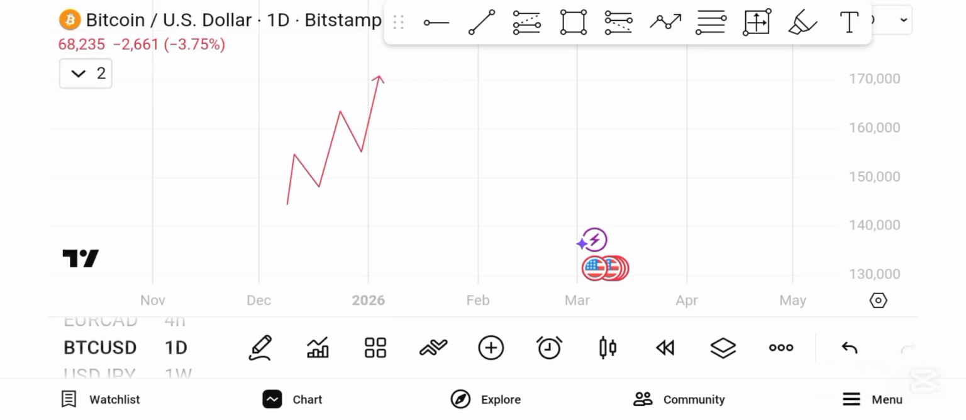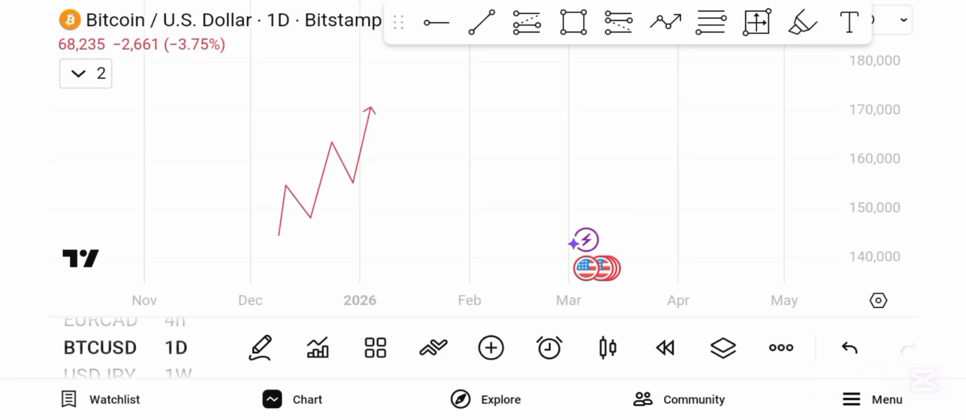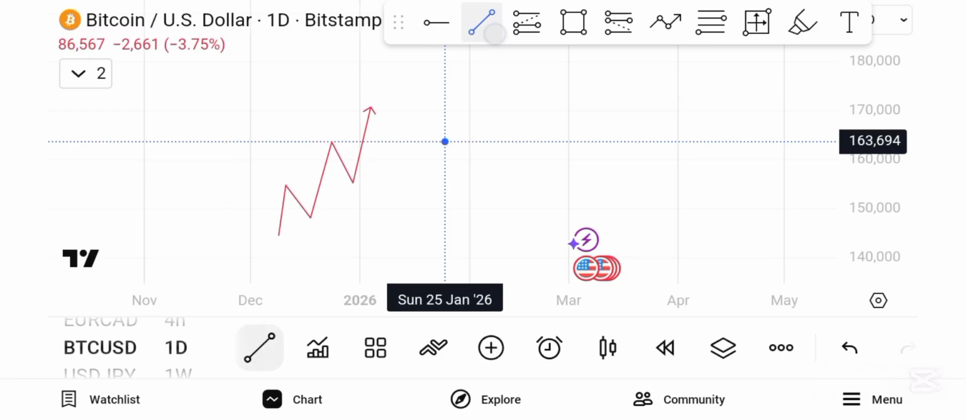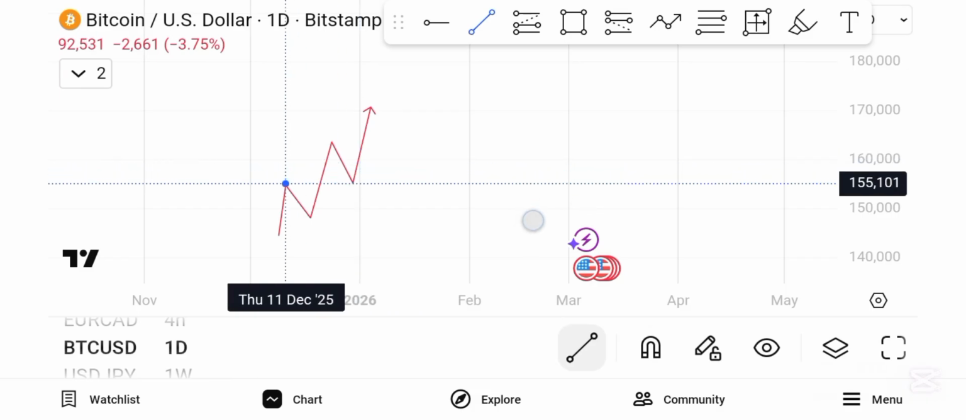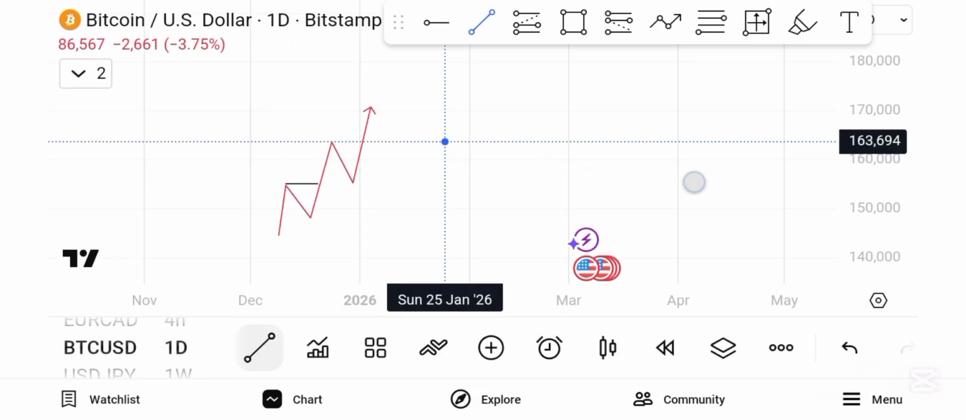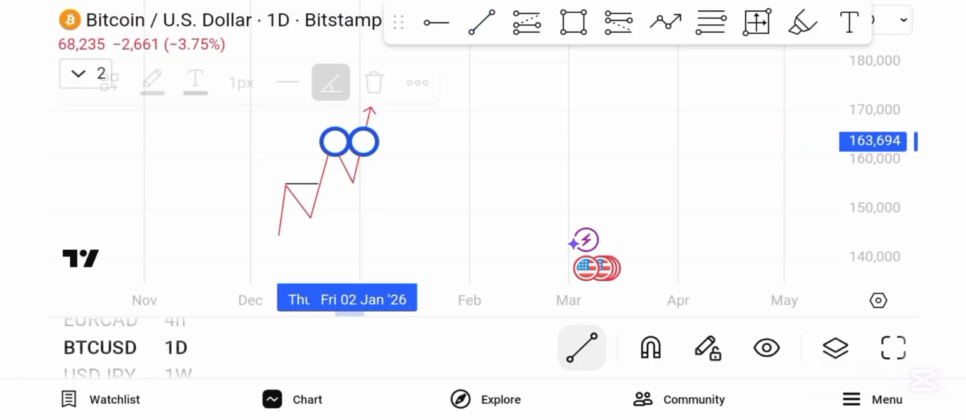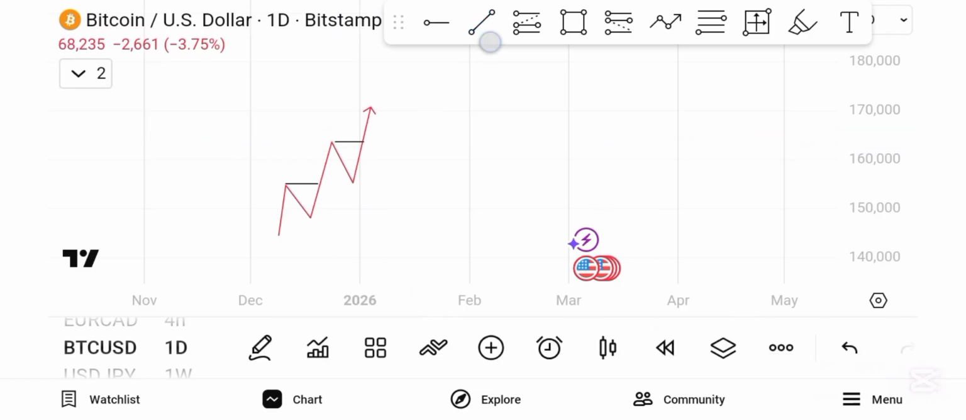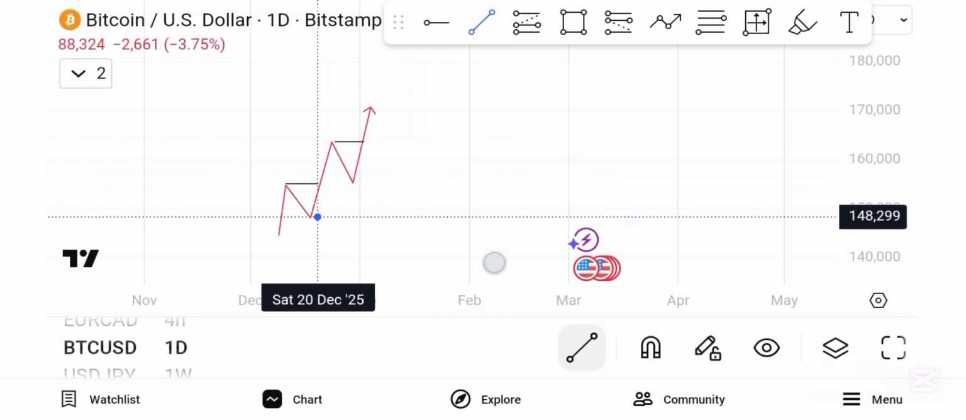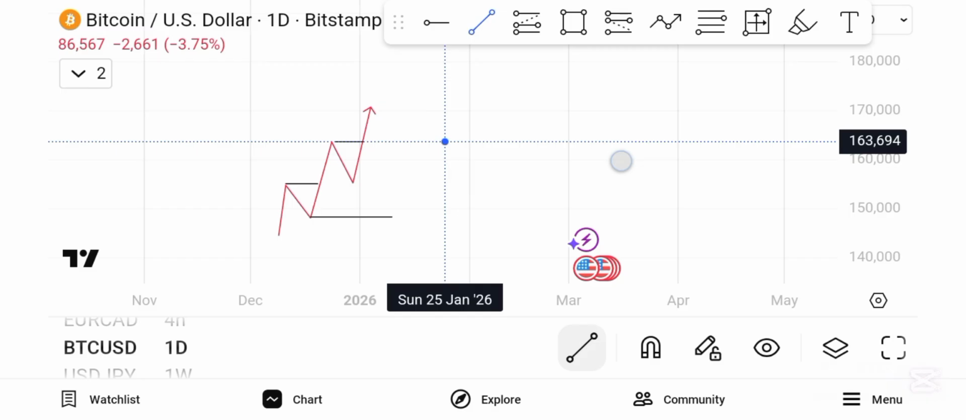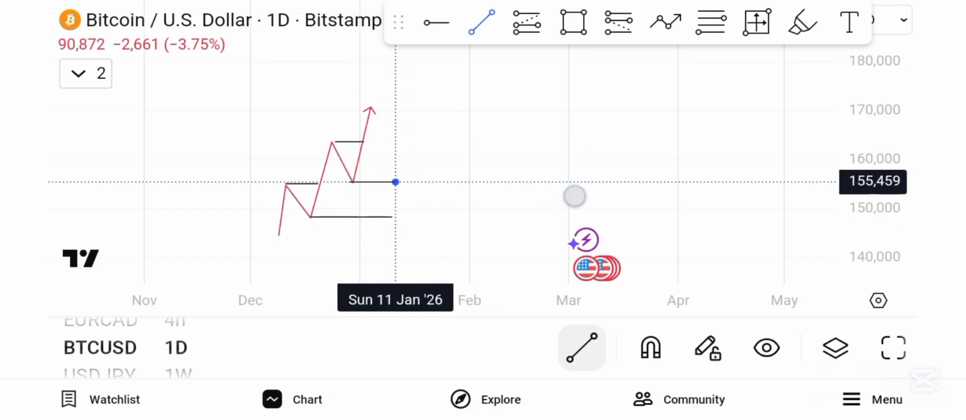So break of structure here. Let's use this line as a break of structure. Break of structure here. That is a bullish break of structure here. This is the previous low it created before the break of structure. This is the previous low it created for the second break of structure.